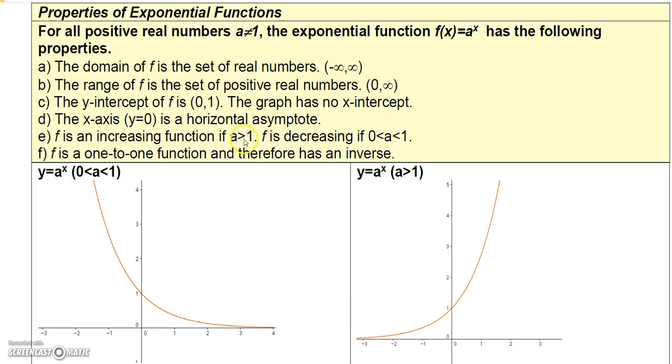And then this right here just kind of shows you the difference between these two graphs. If a is greater than 1, like in this case, then the function is increasing as you go left to right. And if a is less than 1, then the function is decreasing as you go left to right. And then the other thing is if you do the horizontal line test on these functions, you'll see that both of these functions, no matter which one we're dealing with, they're 1 to 1, so therefore they have inverses.